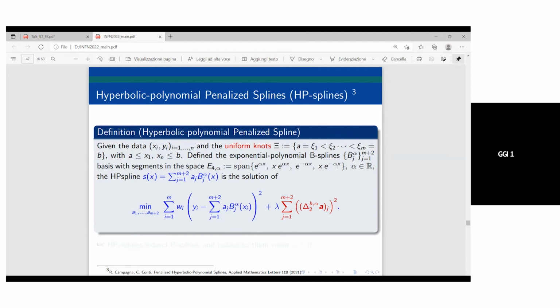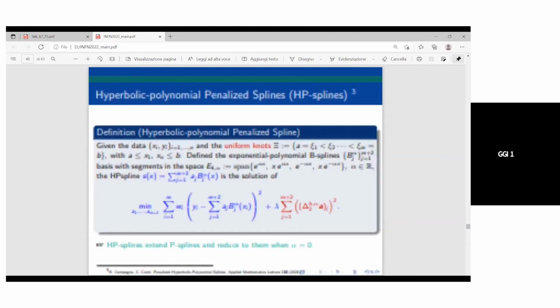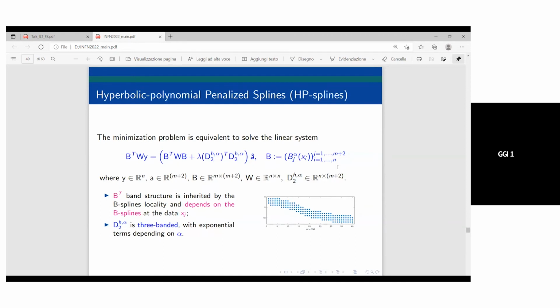And so this is our proposal. And I'd like to observe that whenever alpha is 0, so if we select a frequency which is 0, we are back to classical cubic splines. And so our HP splines become P-splines. So in this sense, it's a real generalization. And then from a practical point of view, the problem that we have to solve is a linear system, the solution of a linear system.